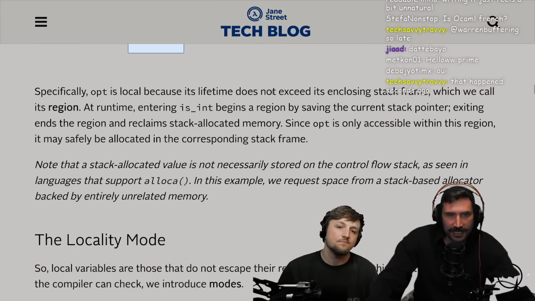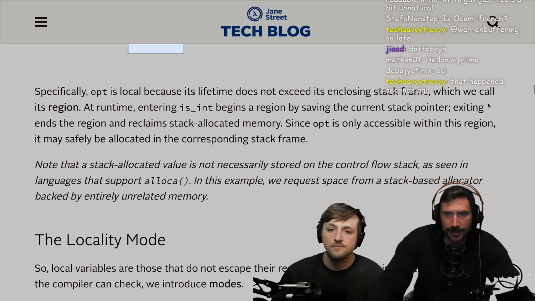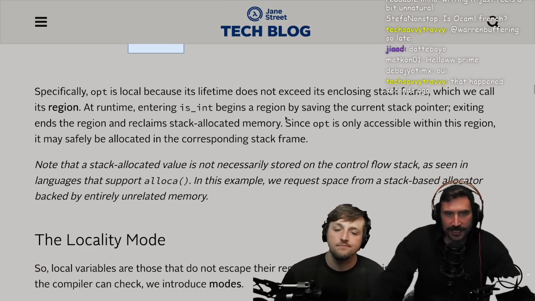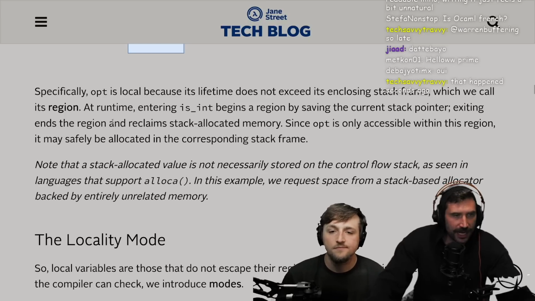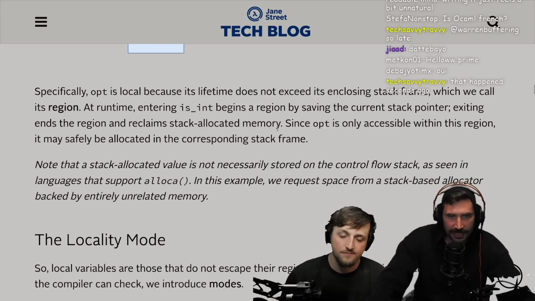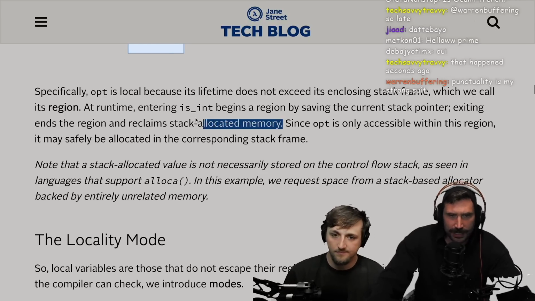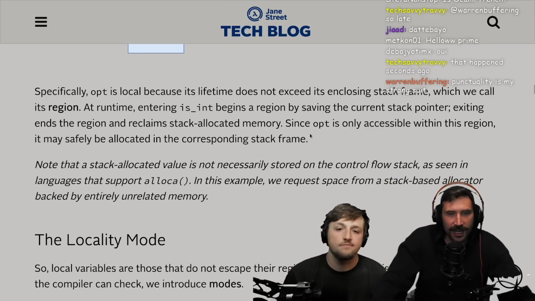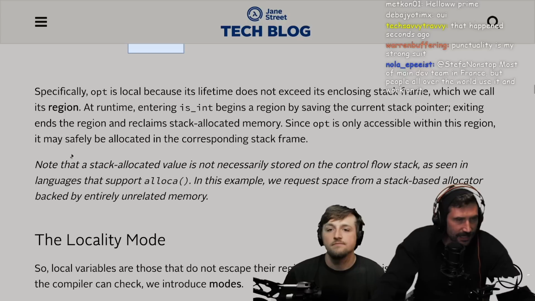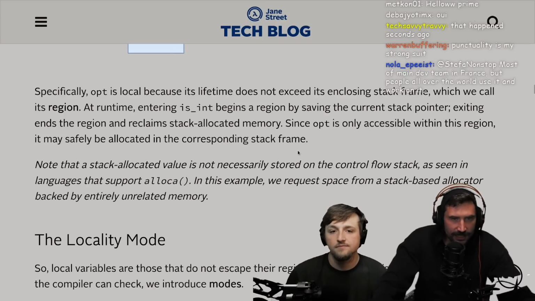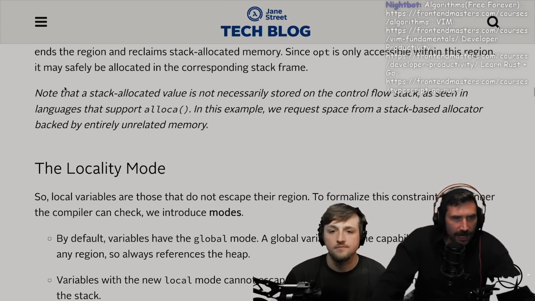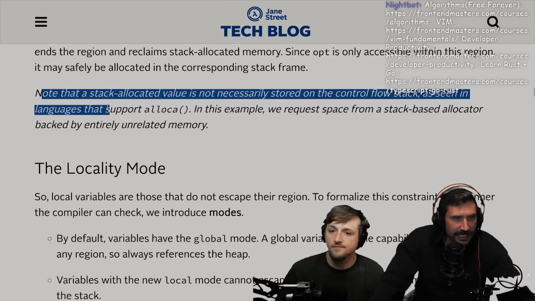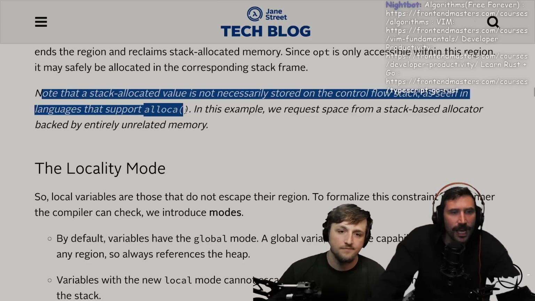Opt is local because its lifetime does not exceed the enclosing stack frame, which we will call its region. At runtime, entering isInt begins a region by saving the current stack pointer. Exiting ends the region by reclaiming stack allocated memory. Reclaiming usually just means you move the stack pointer less high in the stack. Since opt is only accessible within this region, it may safely be allocated in the corresponding stack frame. Beautiful. Note, stack allocated values are not necessarily stored in the control flow stack, as seen in languages supported by Alaka.